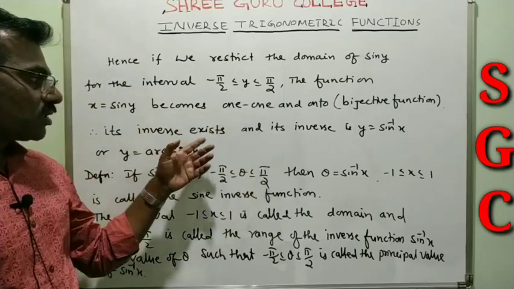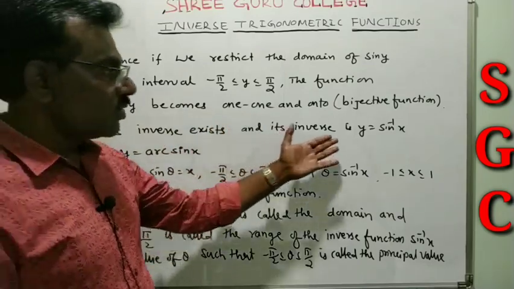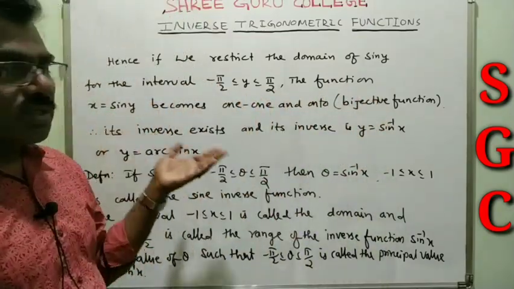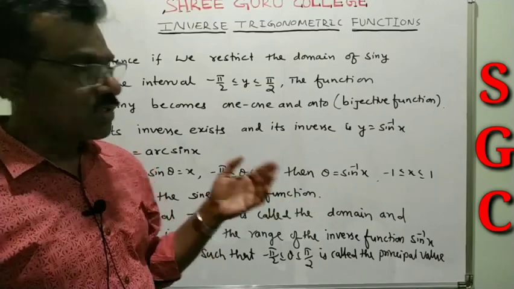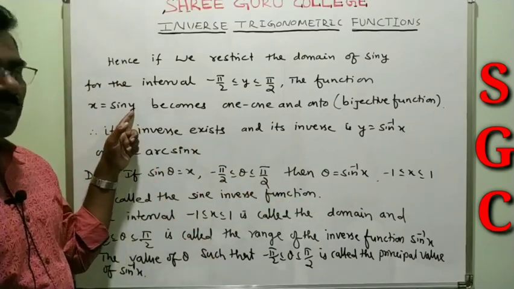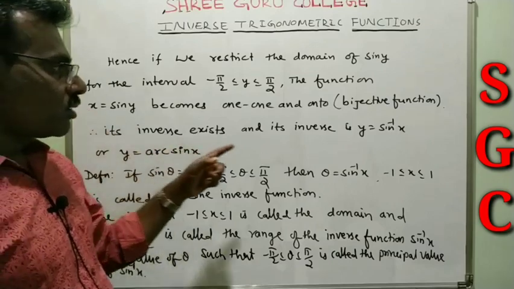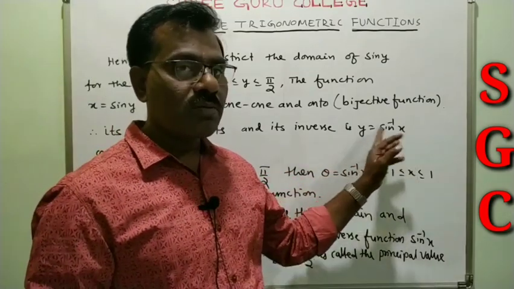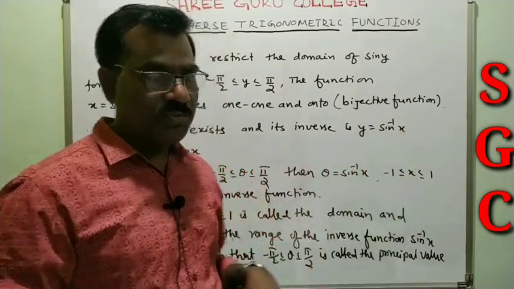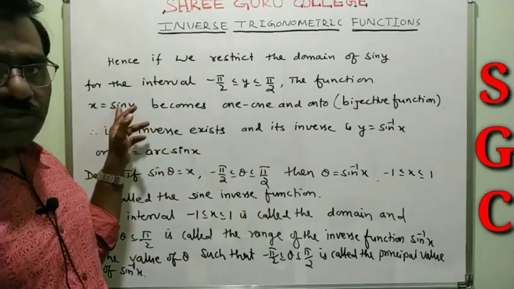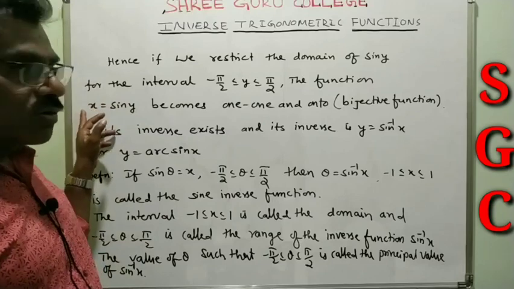Its inverse function exists, and its inverse is y is sine inverse of x. X equals sine y, then what is the y value? Sine inverse of x. Here I am calling this the range only, and this is called the domain. Then y is called the range. What is the y here? Y is called the range and x is called the domain.